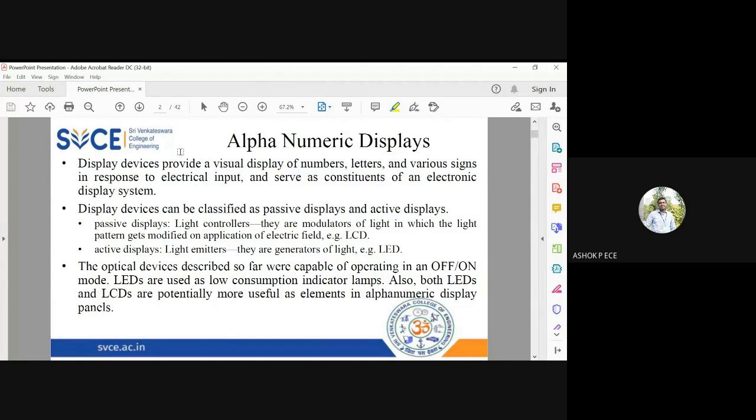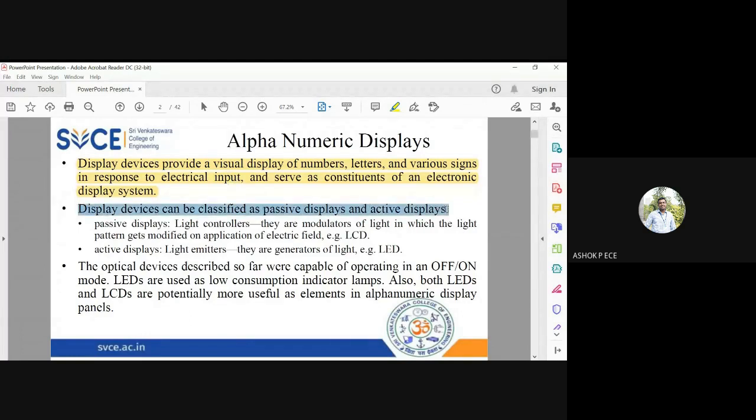These displays we see daily in shops, in banks, in railway station counters. You have large display devices which display various numbers, letters, and signs in response to what you give. You give voltage or current, and that is changed and displayed in the form of letters, numbers, characters, and signs. They can be classified broadly into two types, called active and passive.